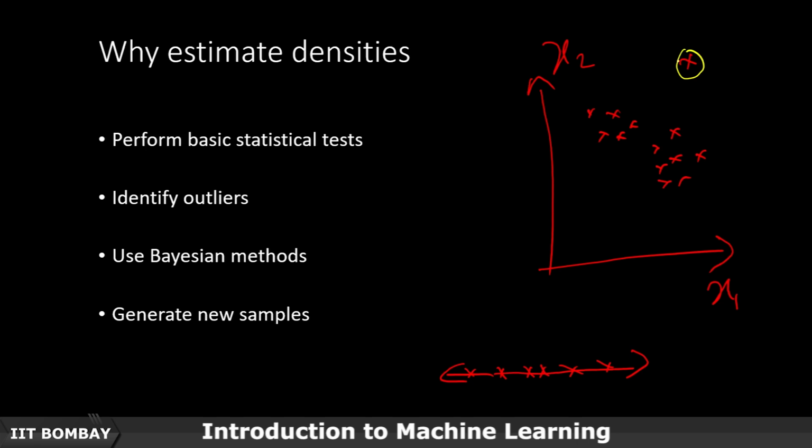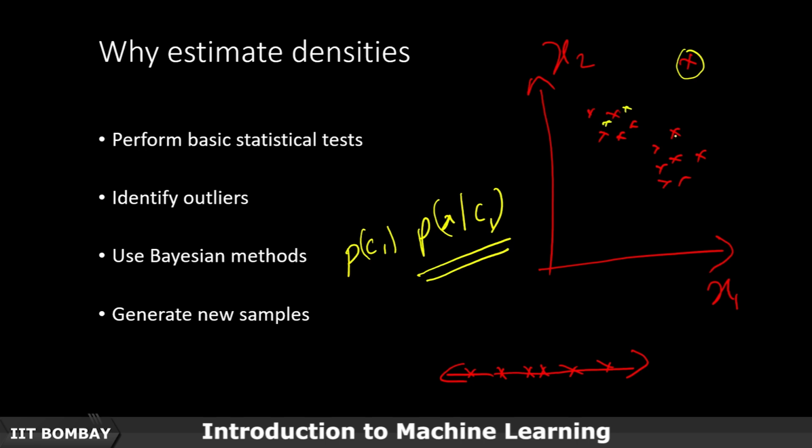So for example, if we are building a Bayesian classifier where we want to make a decision based on P of class 1 times P of x given class 1, then this particular estimate could come from a probability density estimation. And then finally, generate new samples. So given a bunch of samples here, can we generate new samples for various reasons?